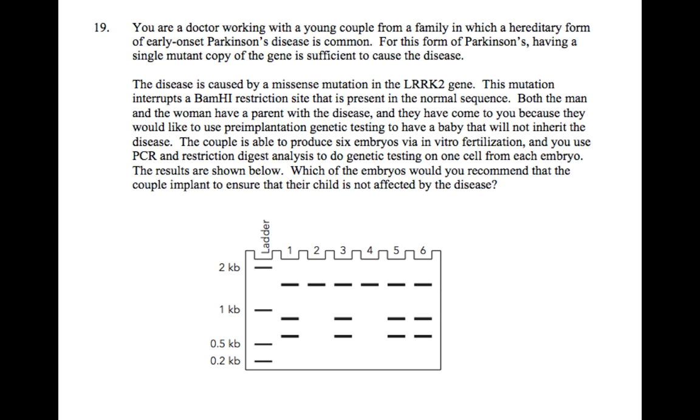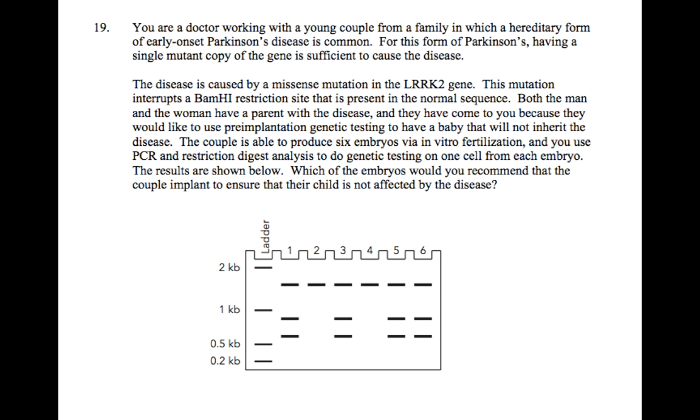This question is one about restriction enzyme usage for determining whether or not an individual has a mutant copy of a gene. The question reads, you are a doctor working with a young couple from a family in which a hereditary form of early onset Parkinson's disease is common. For this form of Parkinson's, having a single mutant copy of this gene is sufficient to cause the disease. The disease is caused by a missense mutation in the LRRK2 gene. This mutation interrupts a BamHI restriction site that is present in the normal sequence.